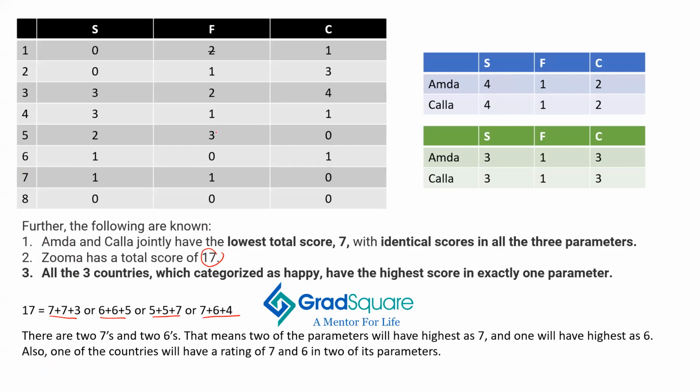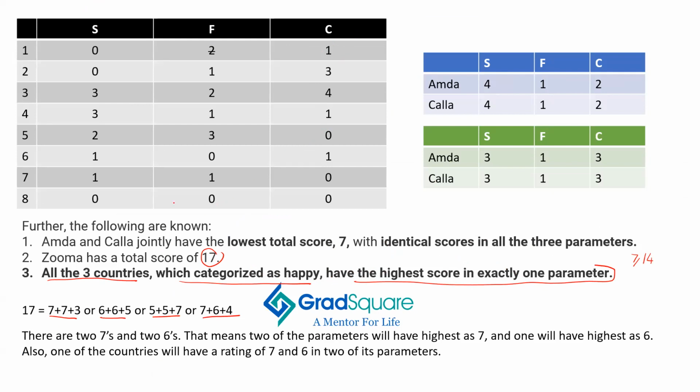But you also have a mention here saying all 3 countries which are categorized as happy have the highest score exactly in 1 parameter. Now see, if it's categorized as happy, it should get a score above 14, right? Not above 14, greater than or equal to 14. So it also says all 3 countries which are categorized as happy have the highest score in exactly 1 parameter. That means if you look at S as a parameter, then one of them has to have the highest score. F as a parameter, one of them has to have the highest score. And C as a parameter, then the third one has to have the highest score.